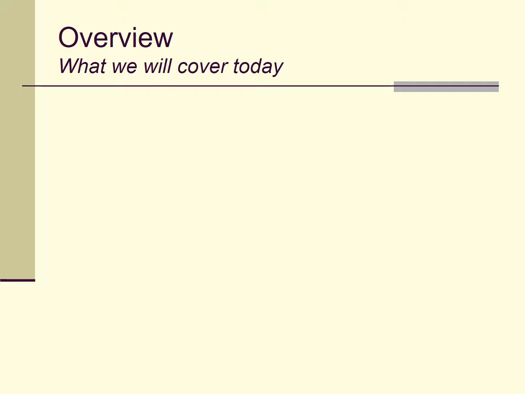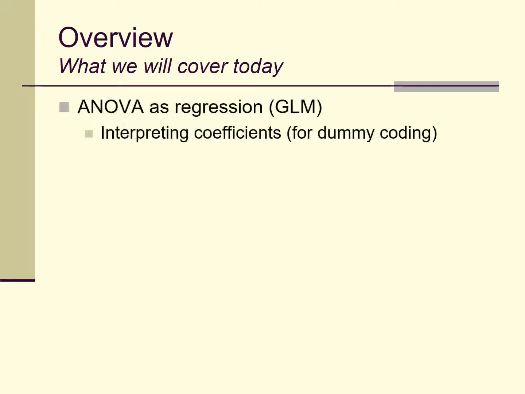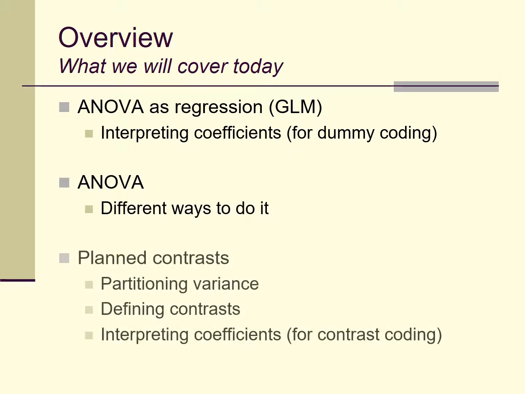Okay, with that out of the way, let's talk a little bit about what we're going to do today, or what I'm going to try and cover. I'm going to present ANOVA as regression again, talking about interpreting coefficients from dummy coding. I'm going to talk about different ways to do ANOVA, and I'm going to talk about contrast coding, that is, doing coding in a way that is not dummy coding, but is similar, but gives us a slightly different take on partitioning variance for contrasts.